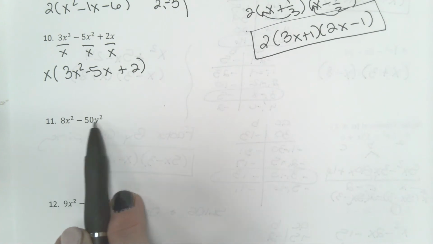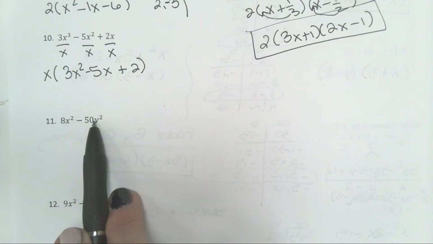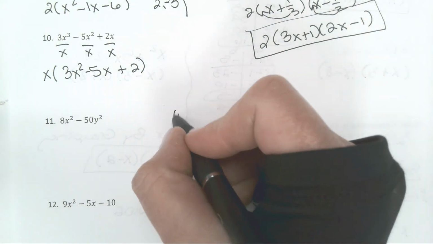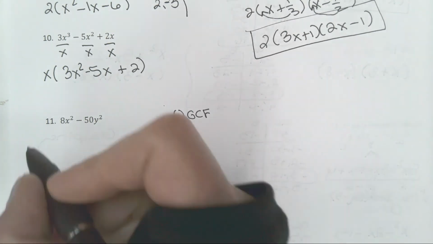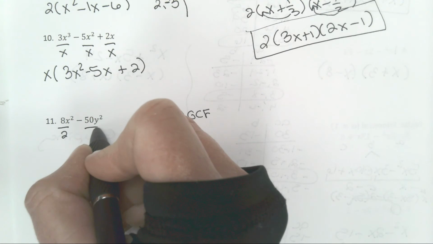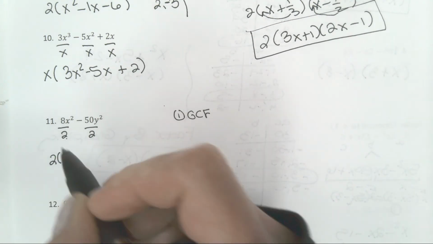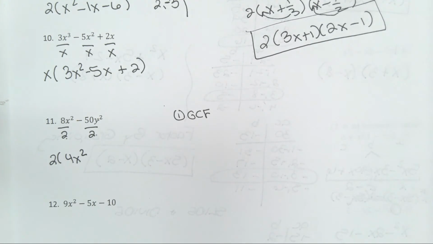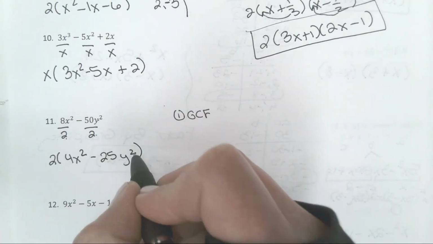So I have subtraction here. I know x squared and y squared are both perfect squares, but 8 and 50 are not perfect squares. So your first step is always take out a GCF. Those are both even numbers, so the first thing I'm going to do is divide by 2. 8x squared divided by 2 is 4x squared, and 50y squared divided by 2 is 25y squared.